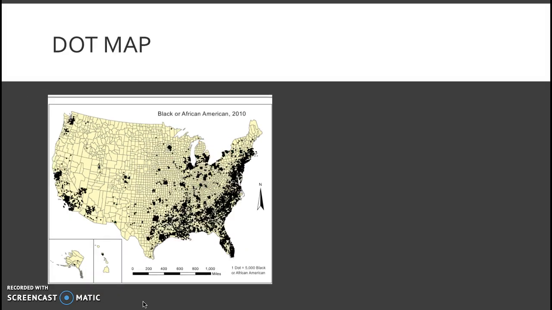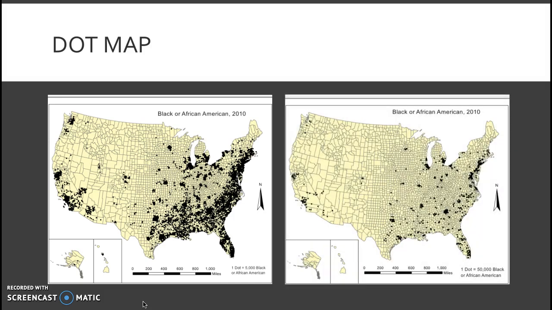whereas they were not noticeable on the choropleth maps. And finally, do not confuse the proportional symbol map with a dot map. To create a dot map, one dot is set equal to a certain amount of a phenomenon. In this case, one dot represents 5,000 people who identified on the 2010 census as African American. Or we can also change that to one dot represents 50,000 people.